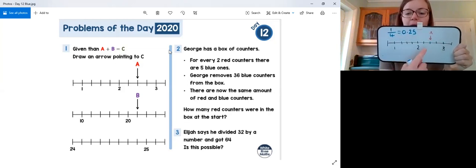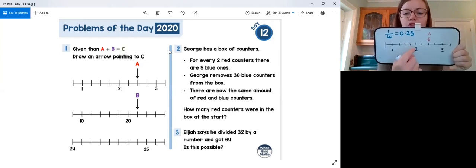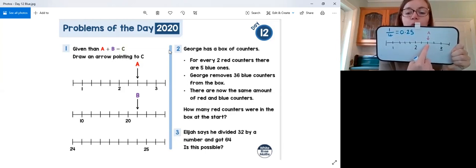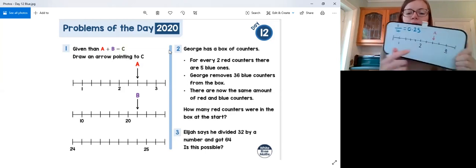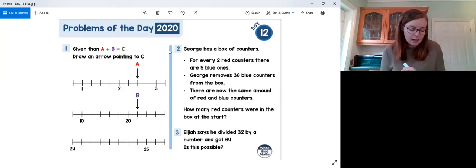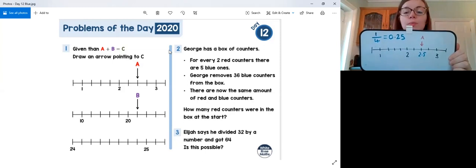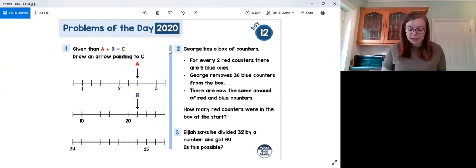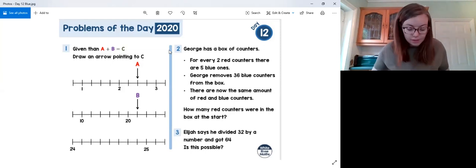So now let's find where A is and let's count. So 2 plus 0.25 is 2.25, plus another 0.25, or if we notice here, being bang in the middle of 2 and 3 means this number here, A, is 2.5 because it is in the middle. Okay, so we know that A equals 2.5.